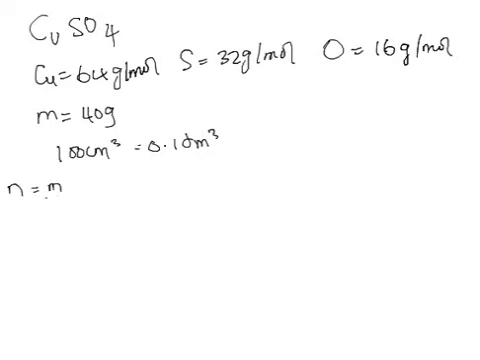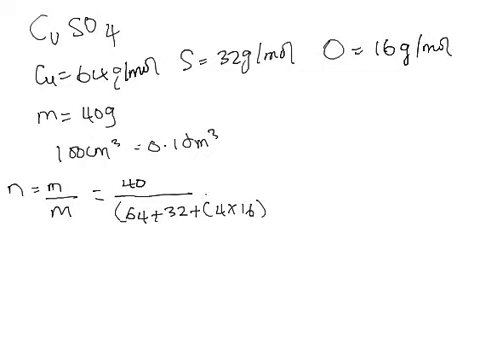And n is equal to m over capital M, which is going to give us 40 over the total mass of the compound. The total mass of the compound will give you 64 plus 32, then plus 4 times 16 for oxygen. So when you add this all up, 4 times 16 will give you 64, and when you add it to the 64, it will give you 128, plus 32, it will give you 160.